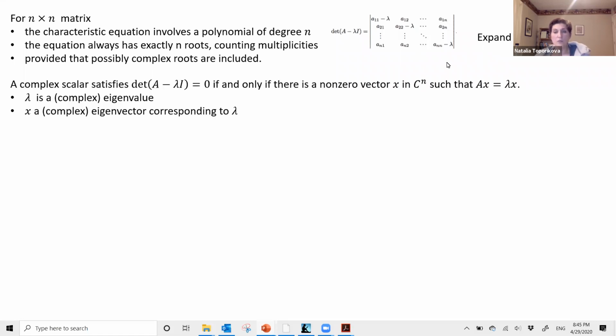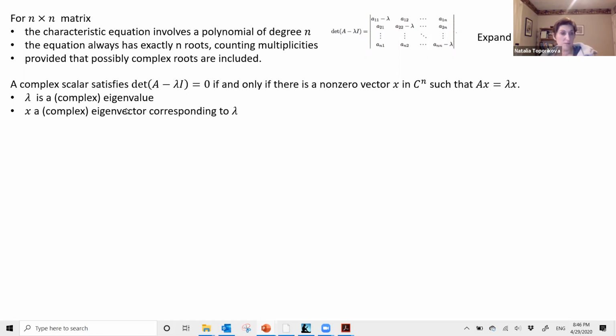Okay, so now when we include Cn in our vector space, we can easily solve the characteristic equation for any matrix. We say that a scalar lambda satisfies the equation determinant of A minus lambda I equals 0 if and only if there is a non-zero vector x in Cn, the complex vector space, such that the product of the matrix A by x is equal to lambda x. So we have exactly the same definition as before, but now our lambdas and x's can be complex. We refer to lambda as a complex eigenvalue and to x as a complex eigenvector.